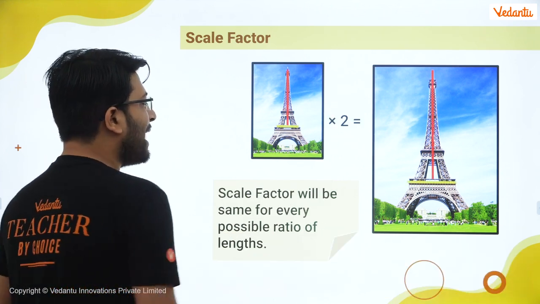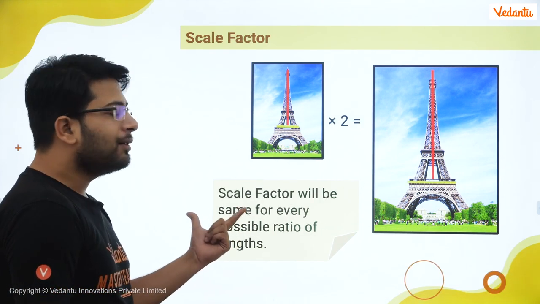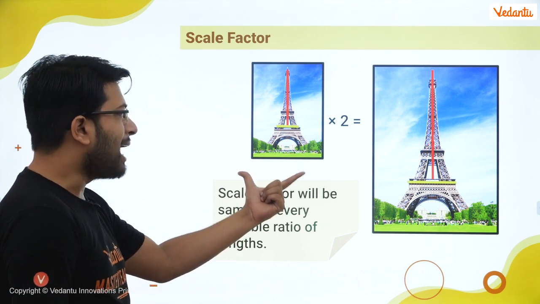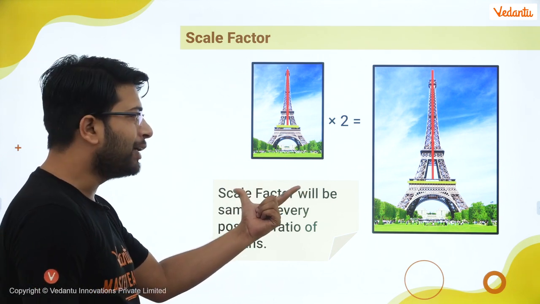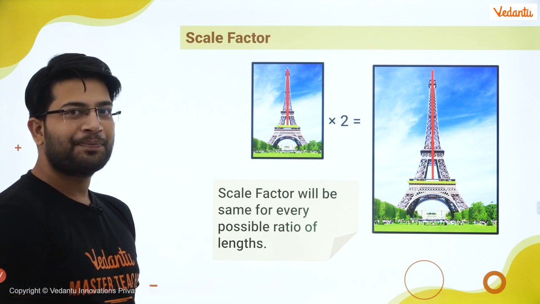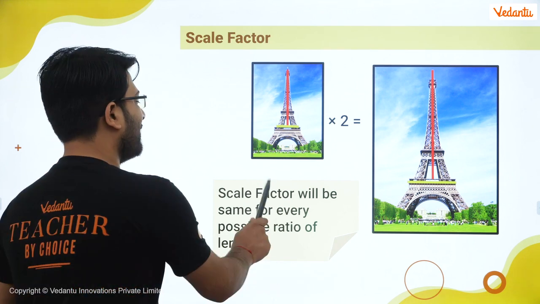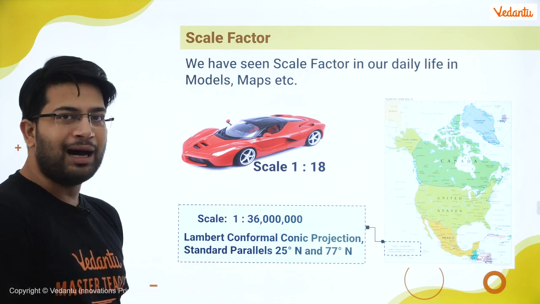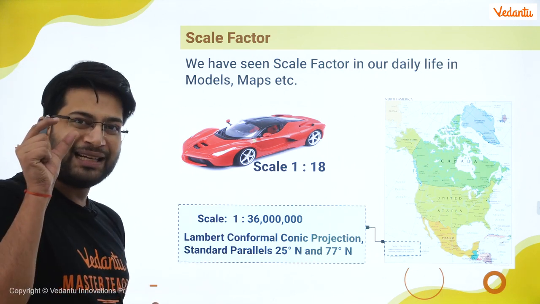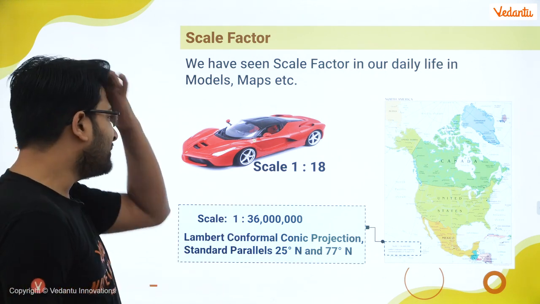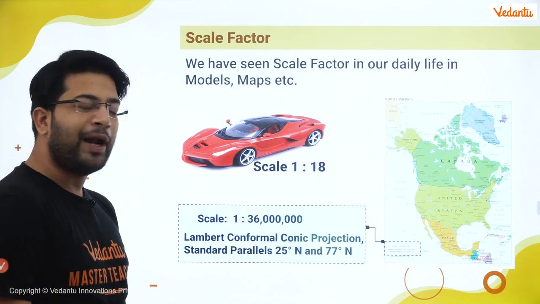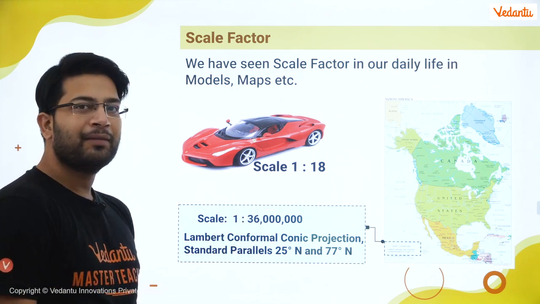Very good. So now champ, if the scale factor is 2 and I multiply the height of this Eiffel Tower by 2, I will get this figure. Is this clear? Very good. Now champ, in the same case, let's say we have a model car. I hope you have played with a small car, right? That model car and the original car have a scale factor of 1 upon 18.